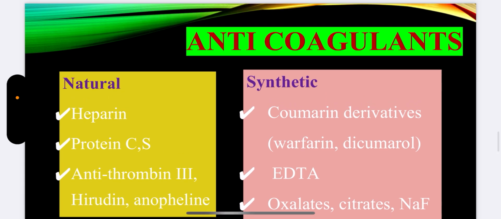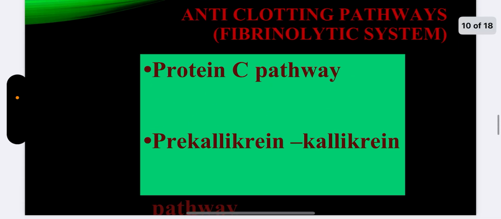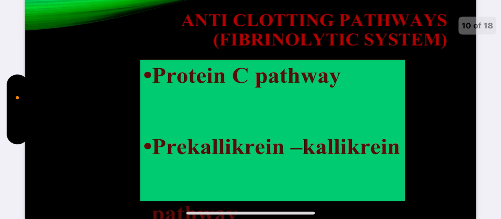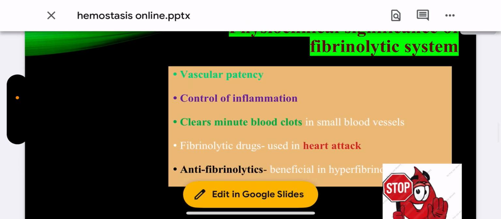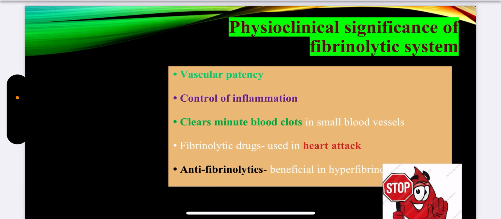We shall talk about fibrinolysis also. There is presence of fibrinolytic system or anti-clotting pathways, reverse of clotting pathway, protein C pathway and prekallikrein pathway. They serve as fibrinolytic systems. Now, what is the significance of these pathways? Why do we need them? For the maintenance of vascular patency, first and foremost.